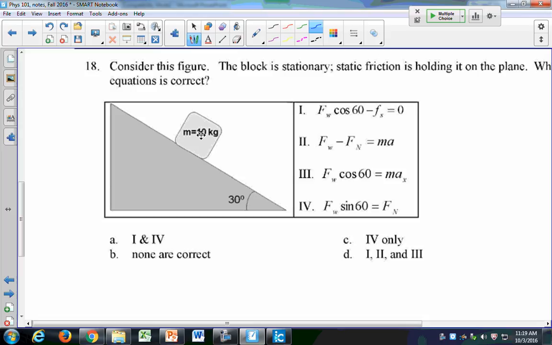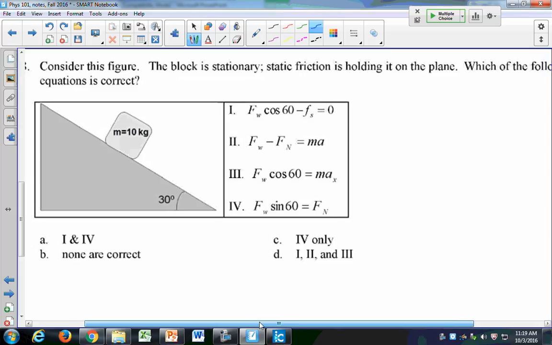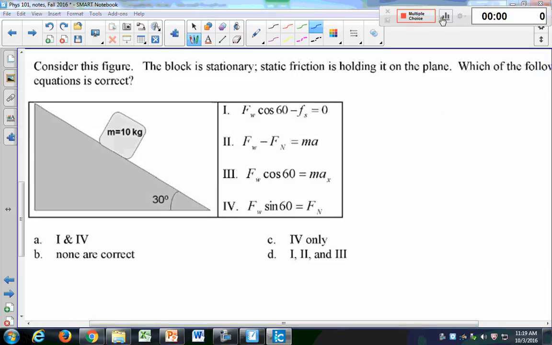Consider this figure. The block is stationary. Static friction is holding it up on the plane. Which of the equations is correct? So you have 4 equations. Some are correct and some are incorrect. Which ones are correct? You'll definitely have one like this. You're definitely going to have an inclined plane. You'll definitely have one like this, where I just give you the equations.